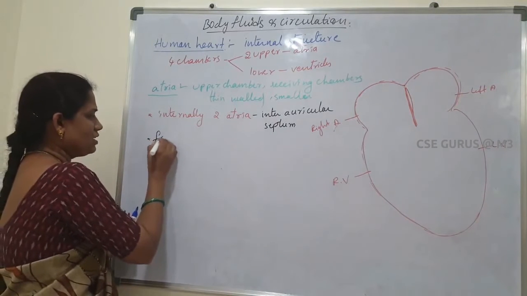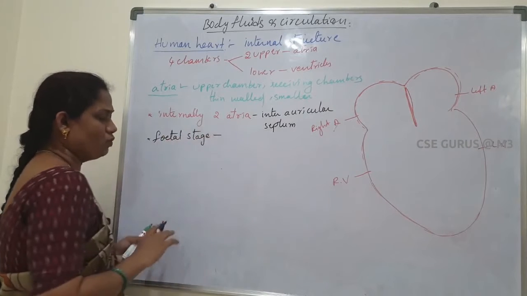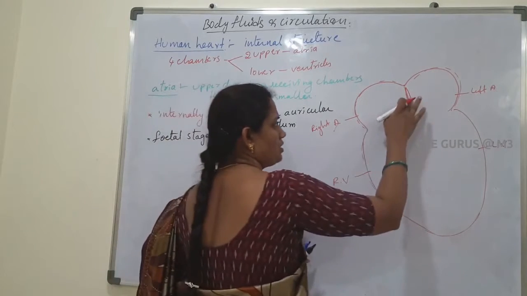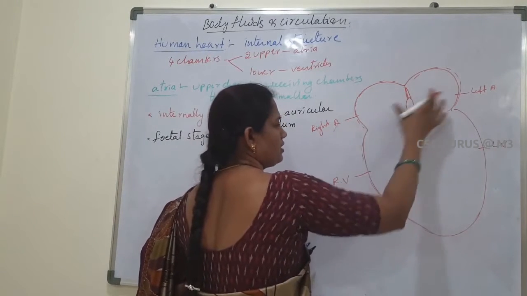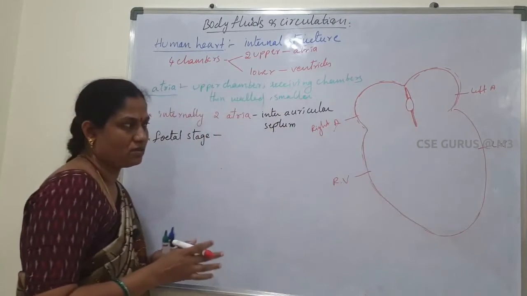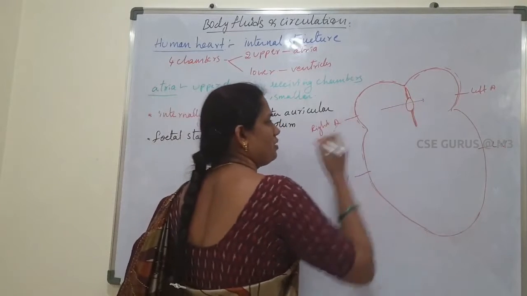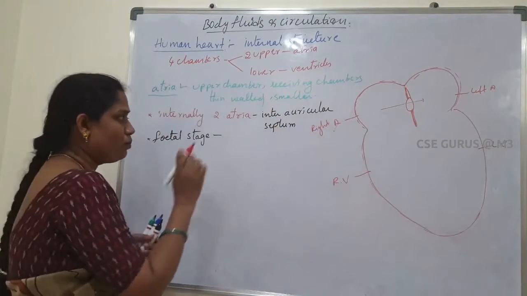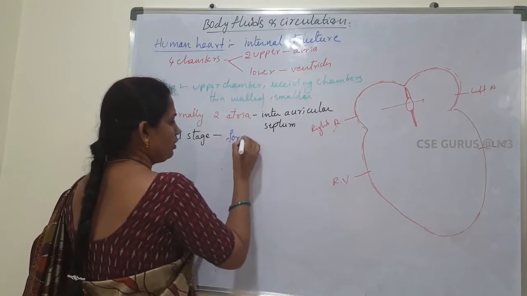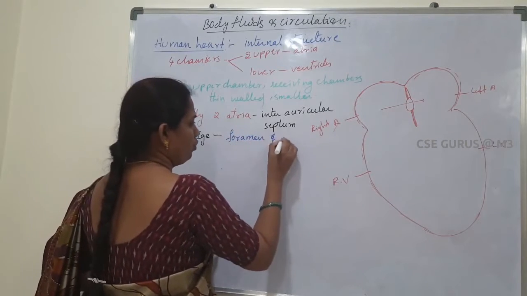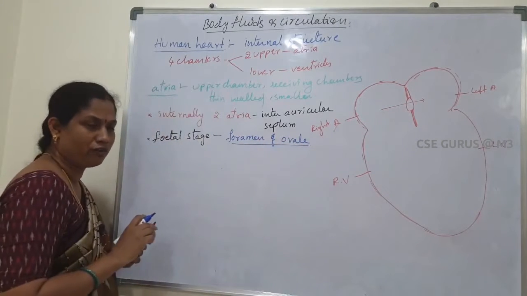Next, in the fetal stage, this wall has a pore. This interauricular septum has a pore. Through this pore, there is a connection between the 2 auricles. As a result, the blood can pass from the right to the left side. That pore is called the foramen of oval.